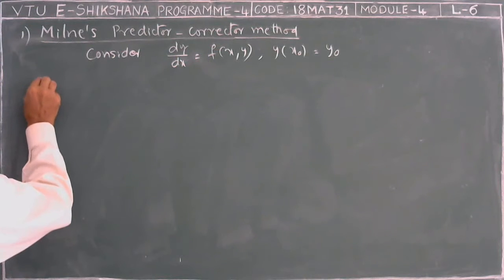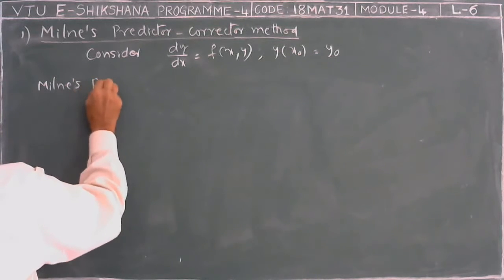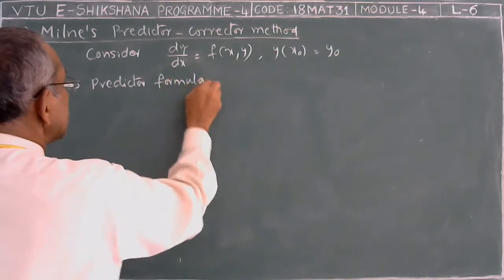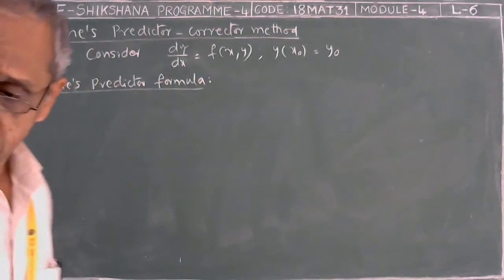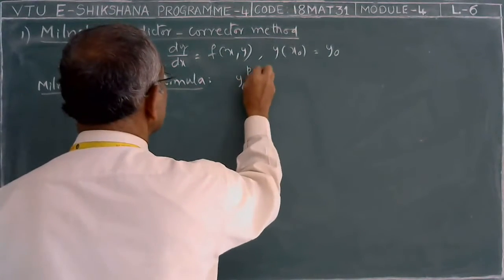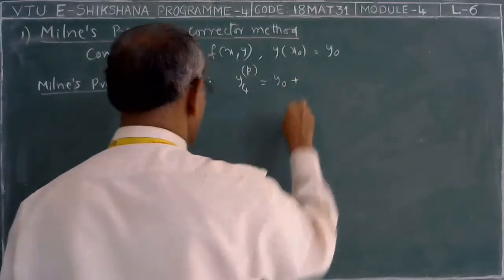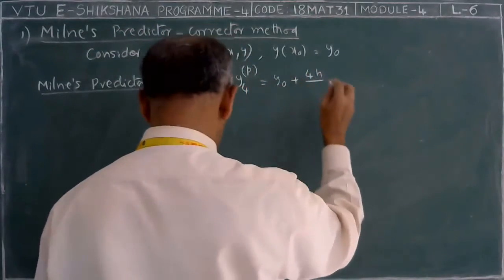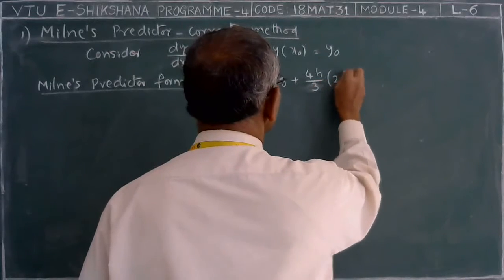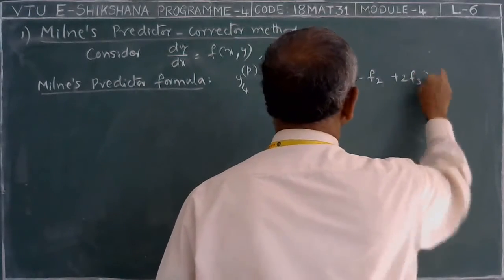Milne's predictor formula is given by y4P, where P stands for prediction. y4P is equal to y0 plus 4 into h divided by 3 into 2 f1 minus f2 plus 2 f3.